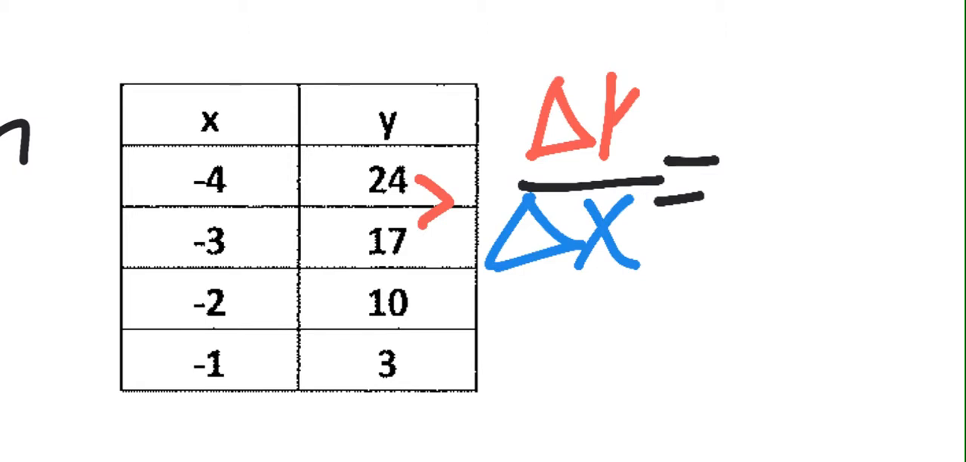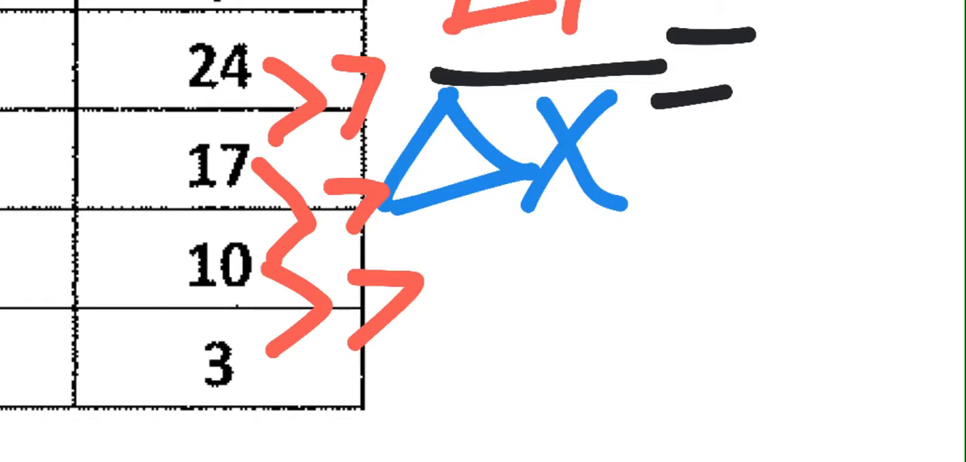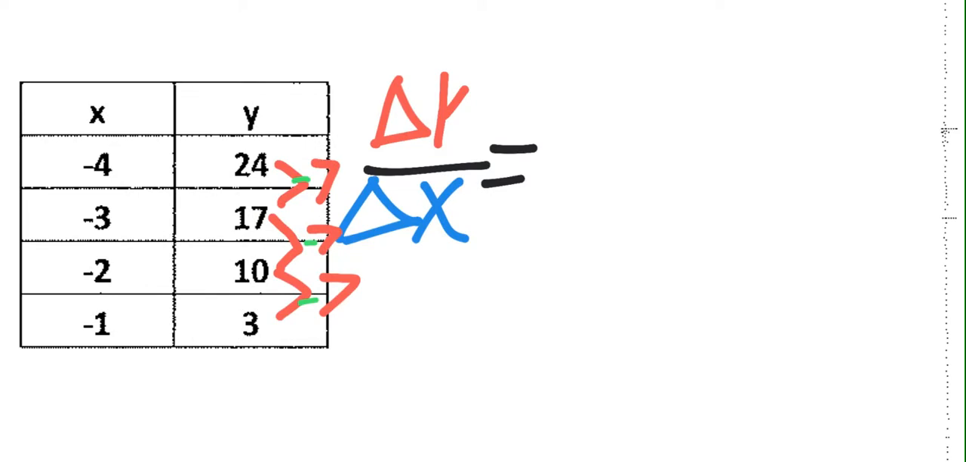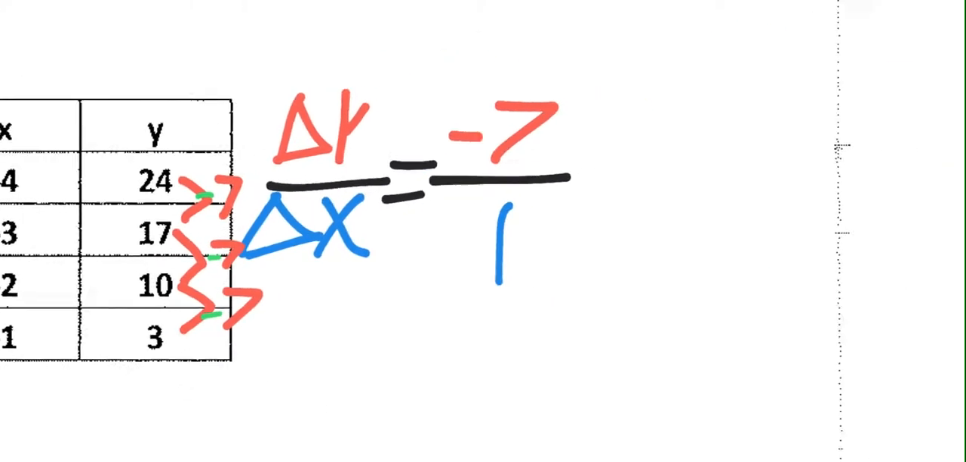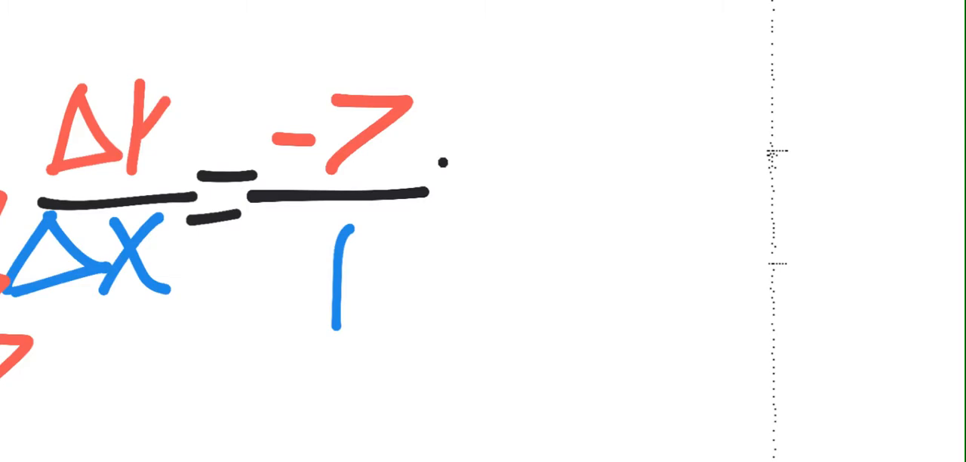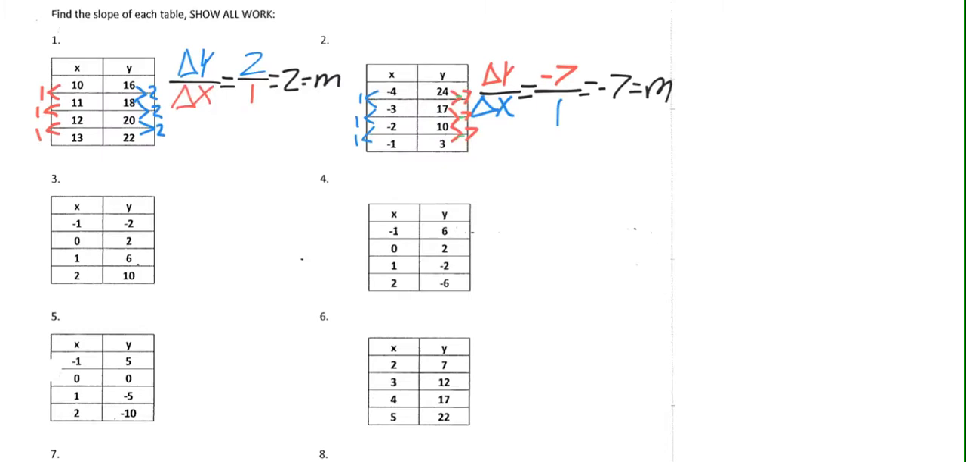Between 24 and 17, we change by 7. Between 17 and 10, we change by 7. Between 10 and 3, we change by 7. But something I'm going to add in here real quick, these are all negatives because we are going down each time. So my change of y is negative 7. Now for my change of x, my x values, negative 4 to negative 3, has gone up by 1, and up by 1. So it's just negative 7 over 1, which is going to be negative 7, and that's my m. For the most part, these are all kind of the same thing.